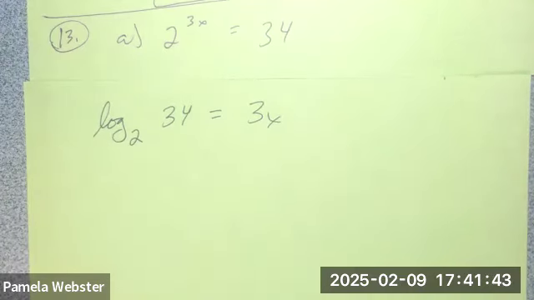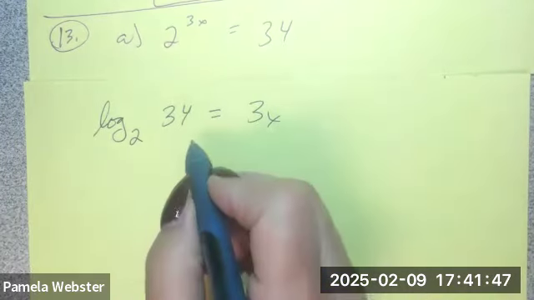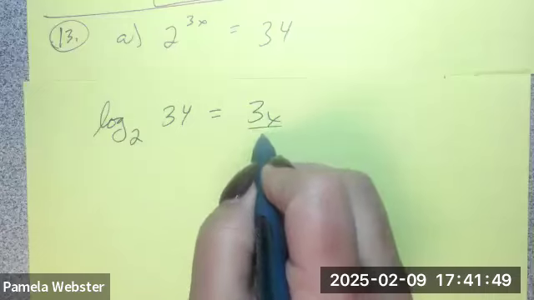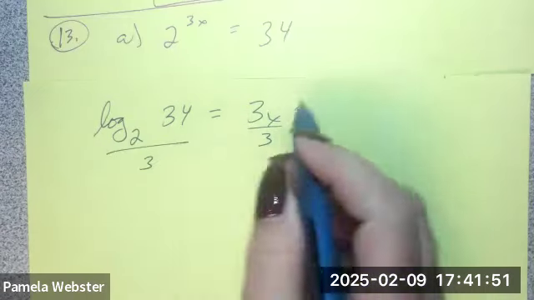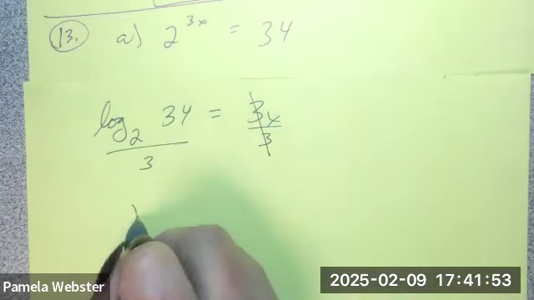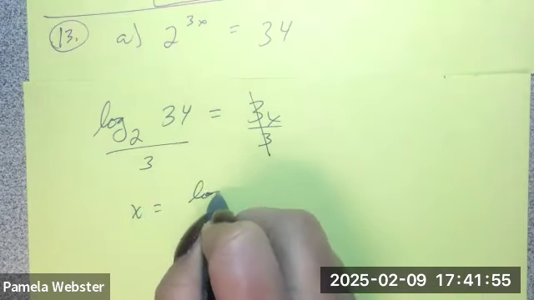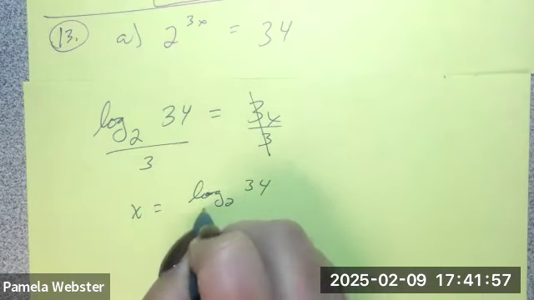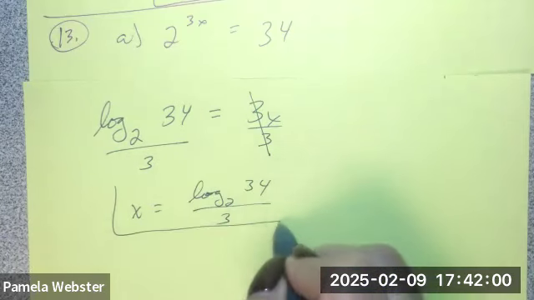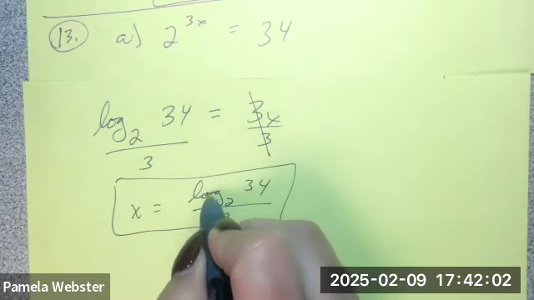You can get this, but it's going to be a crazy decimal, and I just don't want to deal with it. So I'm literally going to say all you have to do is solve for x, okay? Divide by 3, x equals log base 2 of 34 over 3. And leave it alone, okay?